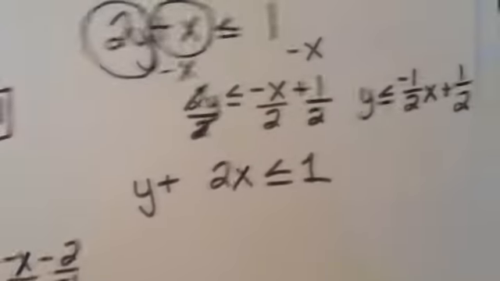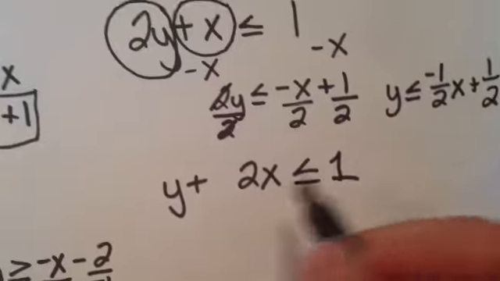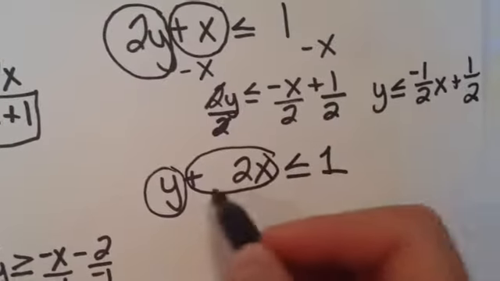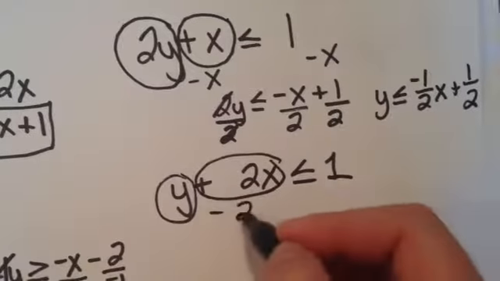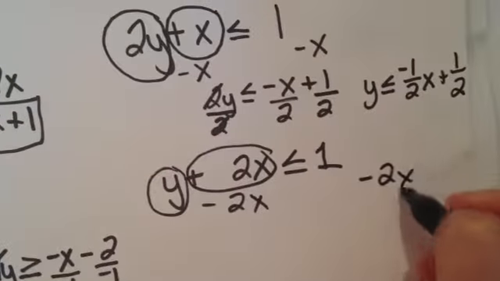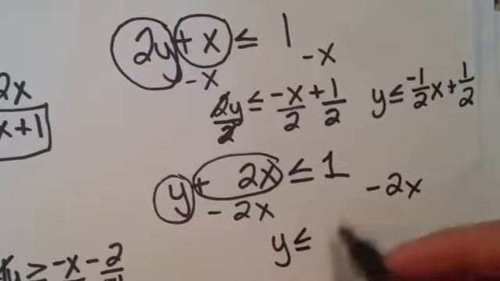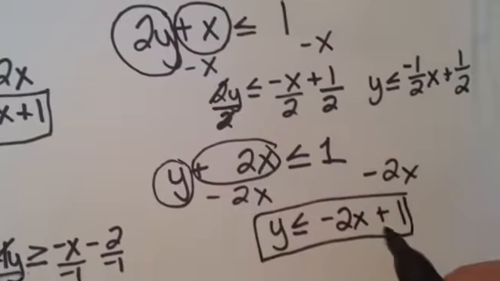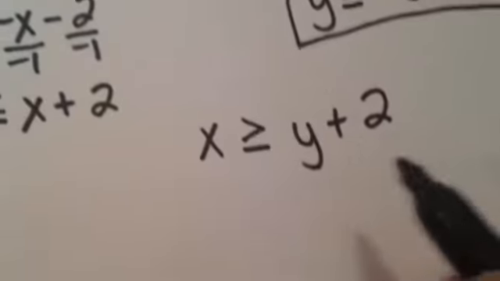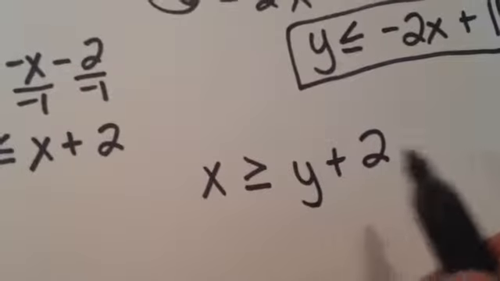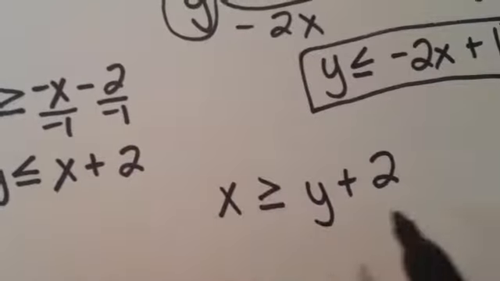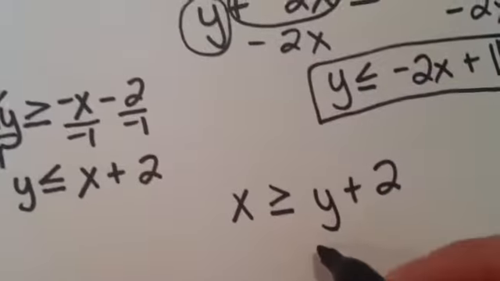Okay, let's do this one here. So this one's pretty easy. Again, my forces, I'm just going to move this positive 2x term to the other side, and I get y is less than or equal to negative 2x plus 1. Let's go down here. So x is greater than or equal to y plus 2. So again, I need to move the y over, move the x over. This is very similar to that one we just did.